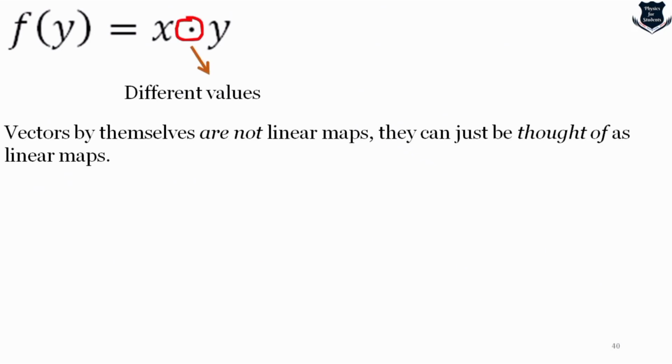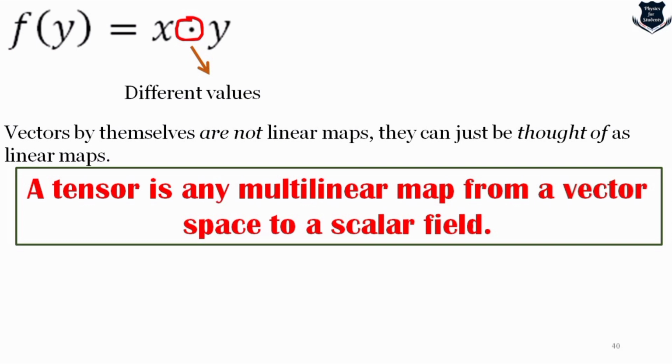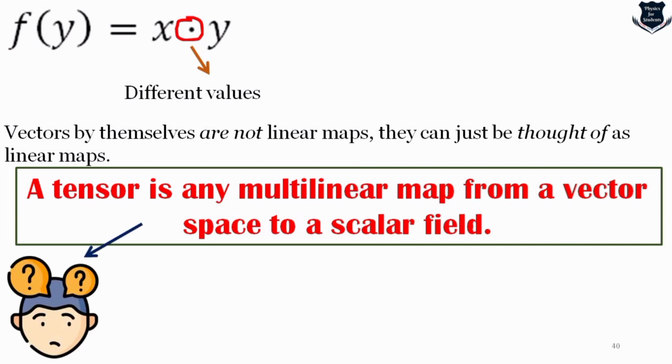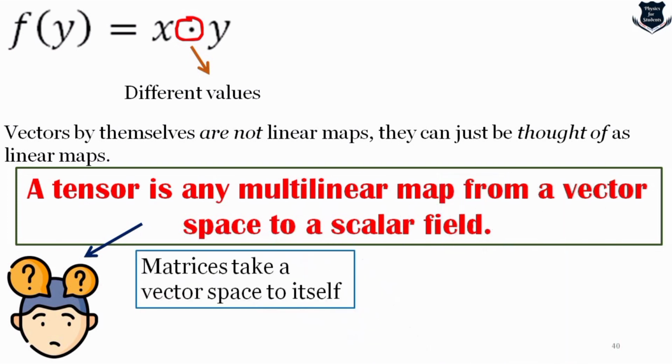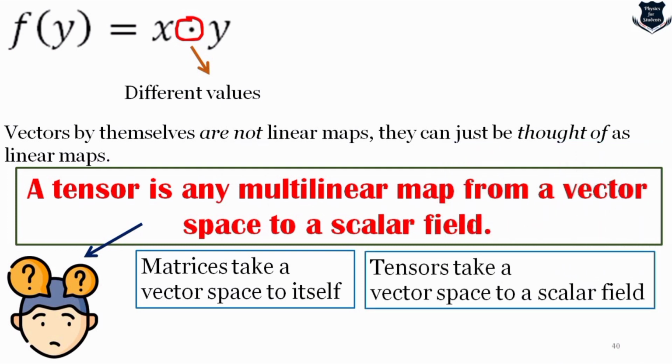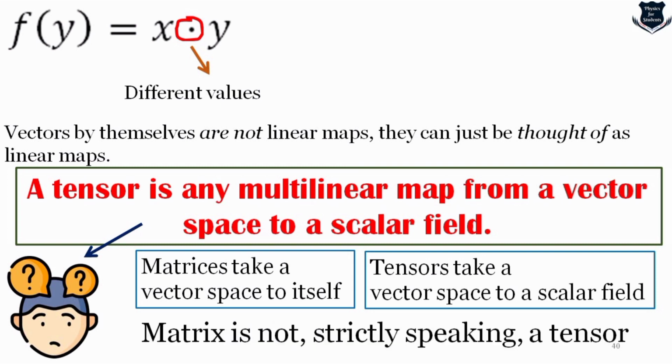Whereas if we get these to be different values, then vectors by themselves are not linear maps. They can be thought of as linear maps, right? So what we can define is that a tensor is any multilinear map from a vector space to a scalar field. This definition also causes a little bit of confusion. Importantly, matrices take a vector space to itself, whereas tensors take a vector space to a scalar field, and a matrix is not, strictly speaking, a tensor. So this is a note of caution.